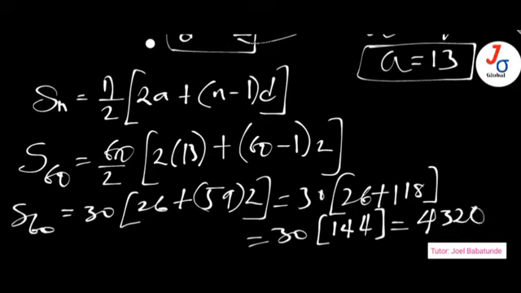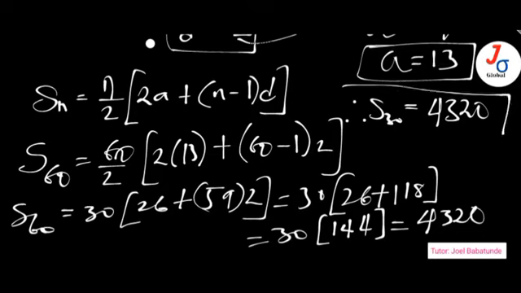that's 4,320. So therefore our final answer S30 is actually equal to 4,320. So this is exactly how to find the sum of terms of an AP. Okay, good. So let's just take one more example before I call it a day.